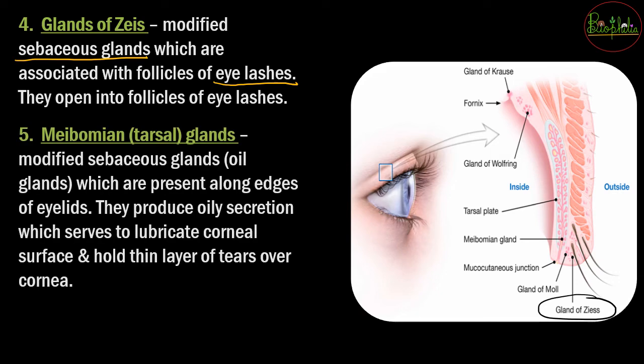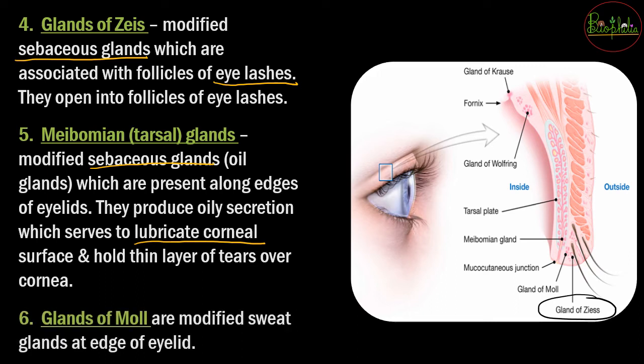The next is the tarsal glands or the meibomian glands. These glands are again modified sebaceous glands, that is, oil glands, which lie along the eyelids. The previous ones were at the follicles of the eyelashes, whereas these are along the edge of the eyelids. These oily secretions lubricate the corneal surface and also help maintain a thin layer of tears over the cornea. Again, it is for protection, because these are protective devices placed for the eyes.